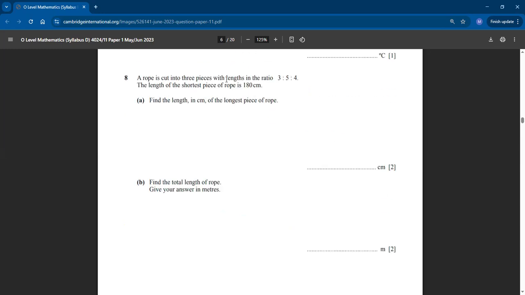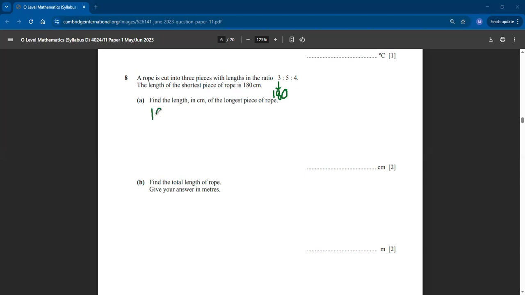A rope is cut into 3 pieces with lengths in the ratio 3:5:4. The length of the shortest piece of the rope is 180 centimeters. Okay, now they've already given us 3 ratios: 3, 5, 4. And they've said that the shortest piece of rope is 180. That means 3 represents 180. Now, using this information, we can find out what one part represents.